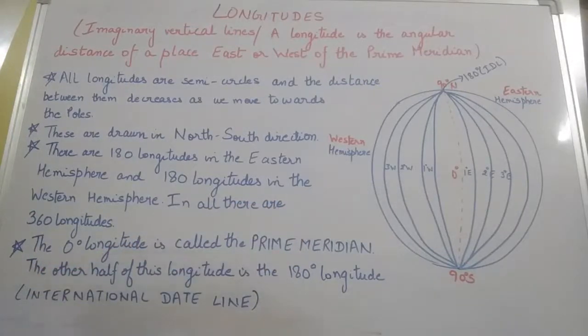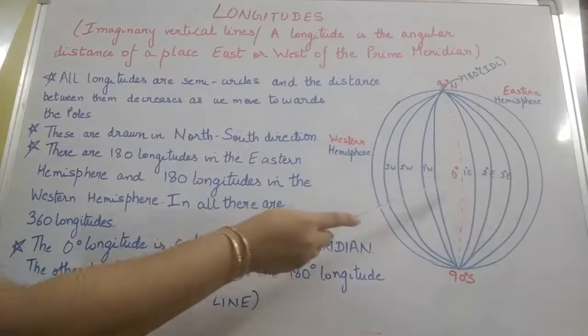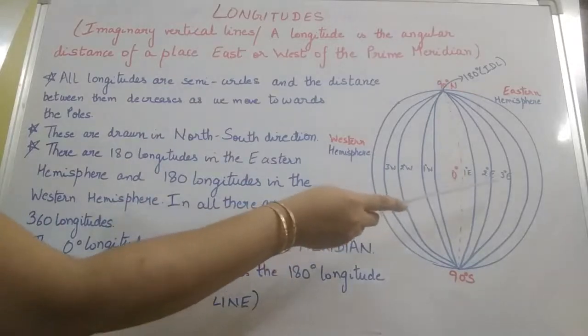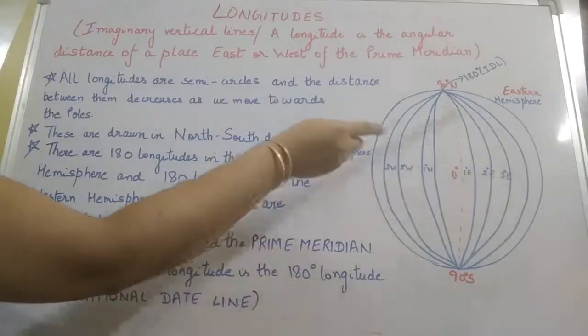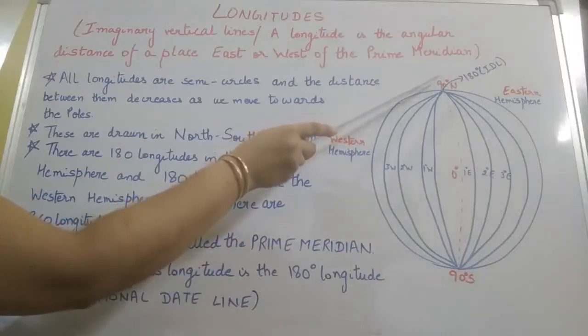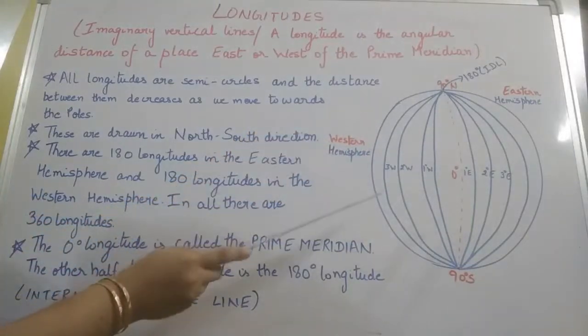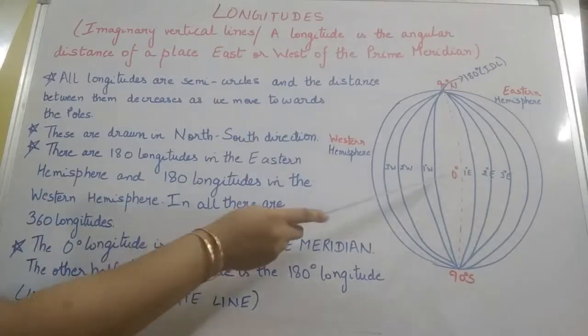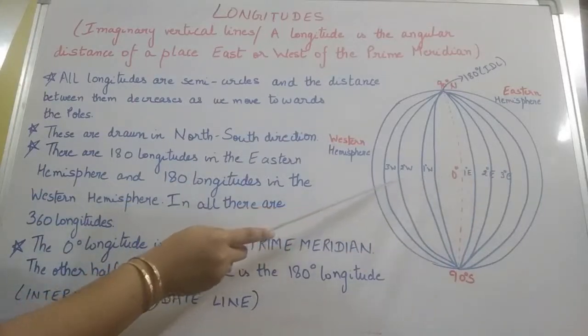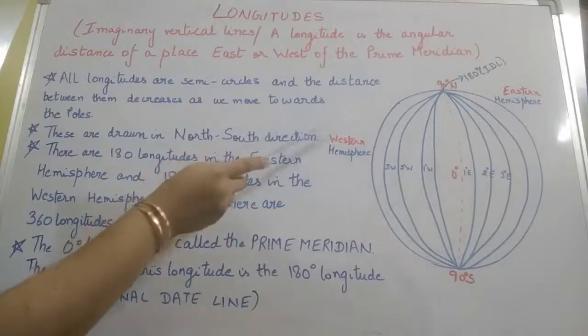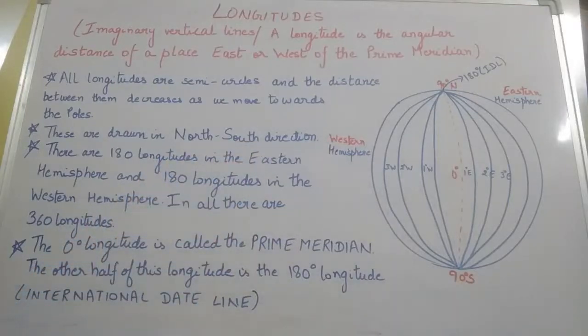Now let us talk about the number. As you can see, it is written here, there are 180 longitudes in the eastern hemisphere and there are 180 longitudes in the western hemisphere. So we start with 1, 2, 3, 4, 5, 6, and keep on moving till we reach 180 degree longitude. Again, let us start with the numbering on the western hemisphere. 1 degree west, 2 degree west, 3 degree west, 4 degree west, and we keep on numbering them till we come to your 180 degree longitude.